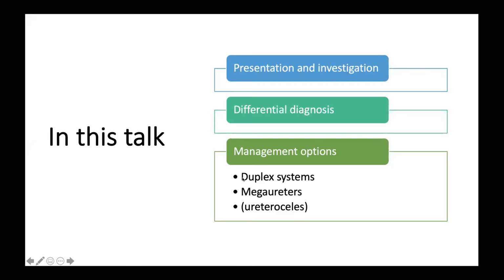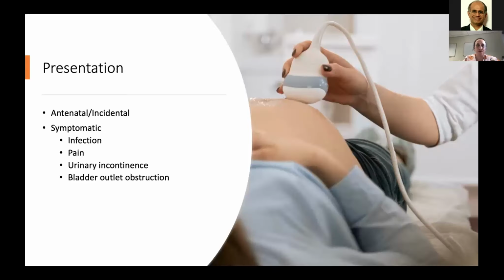In this talk, I'm going to touch on the presentation and investigation of patients with ureteric abnormalities. We'll briefly look at the differential diagnosis. Then I'm going to look at the management options, chiefly of duplex systems and megaureters. I'll briefly touch on ureteroceles, but in the end, I decided not to dedicate too many slides to these because ureteroceles in themselves are quite complex, and we could talk for quite a long time just about the management of these.